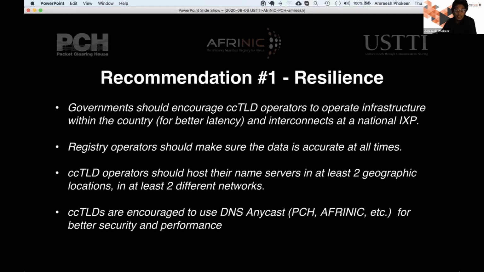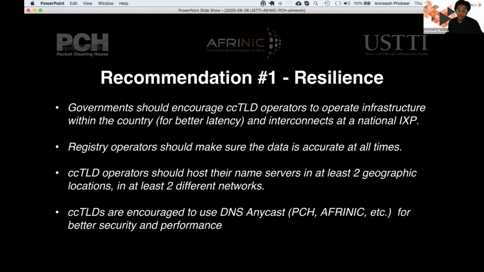In terms of resilience, government should encourage ccTLD operators to operate the infrastructure within their own country, so that it is closer to the end users as well. And it also will strengthen the national ecosystem. For example, if there is an IXP, that can be an added service from the IXP, and this will actually help them attract more peers from the country. I mentioned data accuracy, that it is really important for data to be accurate at all times in your DNS, so that you minimize query time and also the number of times the query is done actually.